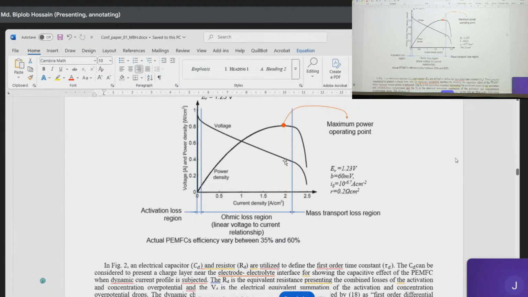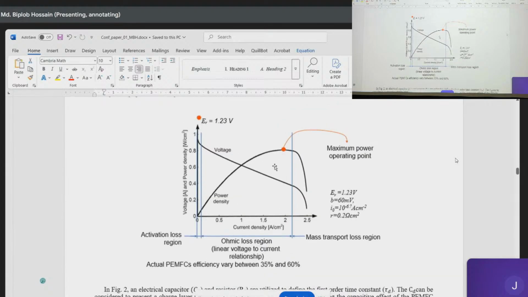because this region occurs due to the ohmic voltage drop, and according to Ohm's law, it is an ohmic voltage drop. Definitely it depends only on V equal IR, only the resistive elements. So it is a linear region, you see. And from this curve we can say there is another region after this vertical line.